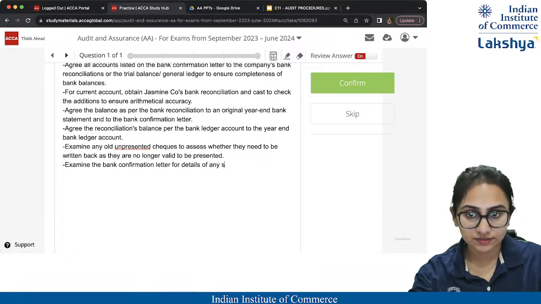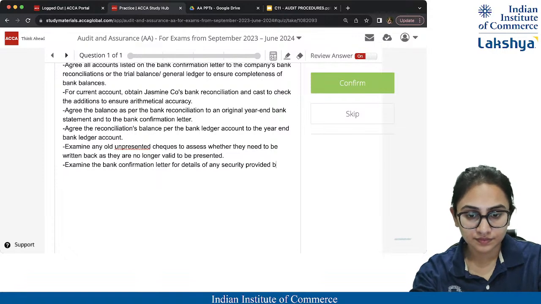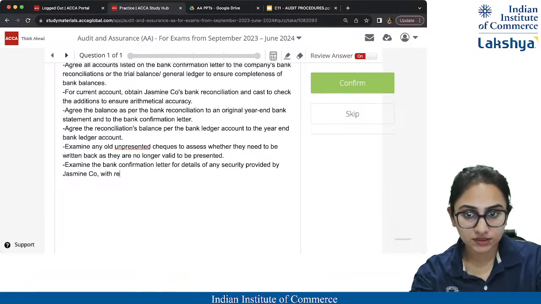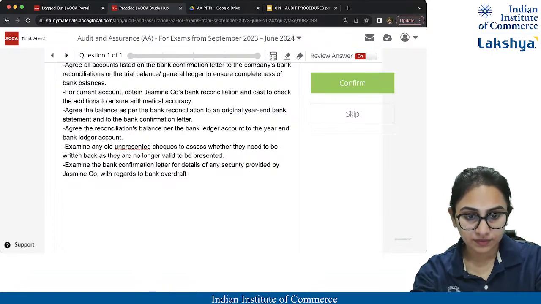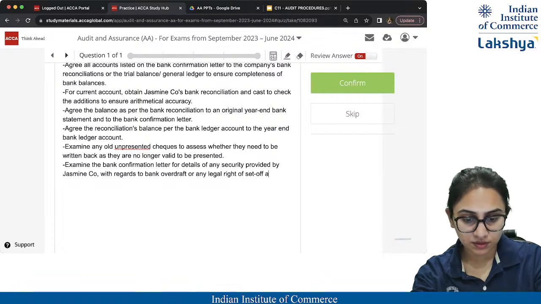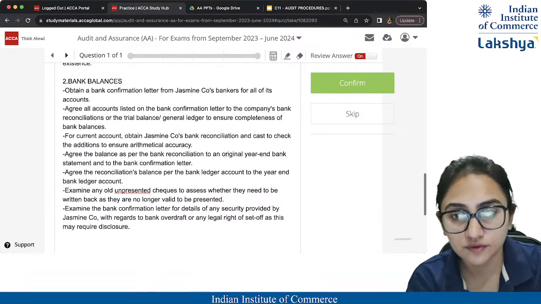of any security provided by Jasmine Company with regards to bank overdraft or any legal right of set off, as this may require disclosure. Okay, so that is enough for 5 marks.